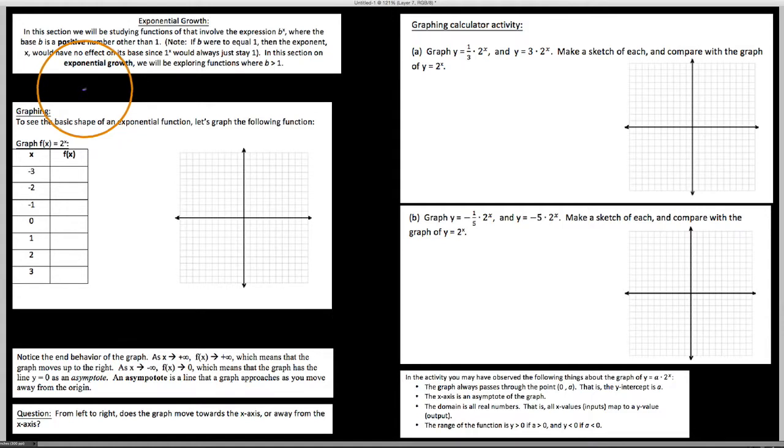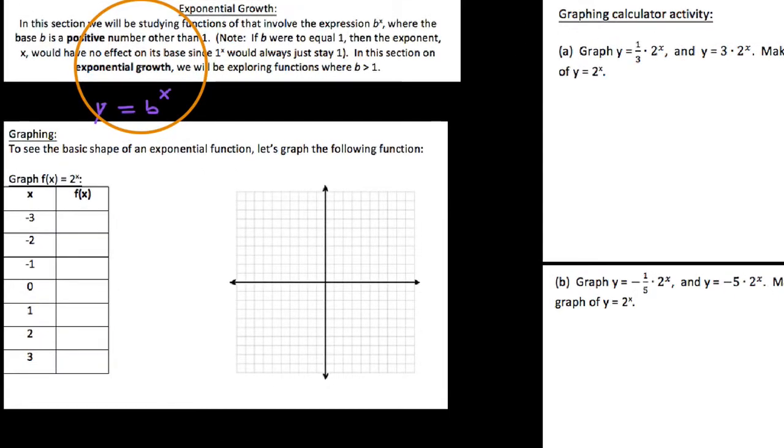We say that functions of the form y equals b to the x power would be considered exponential functions. We consider this exponential because our exponent is the independent variable here. So we could see a function like the one we're going to investigate first, which is y equals 2 to the x. This would be considered an exponential function because that x is up in the exponent.